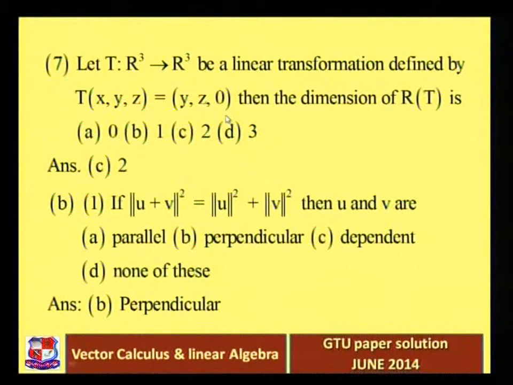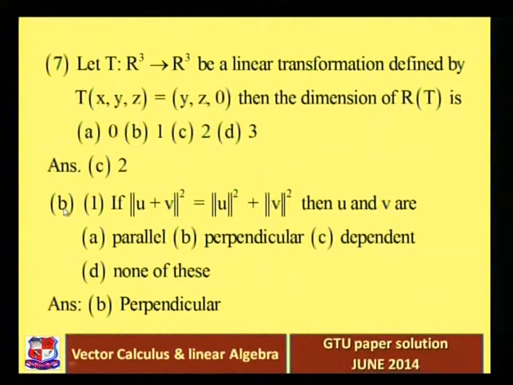So our standard matrix is 0 1 0, 0 0 1 and 0 0 0, right? And that matrix is also in row echelon form. How many non-zero rows in our standard matrix? 2. So that's why the dimension of range of T is 2. So this question number 1A, first part A, is complete.